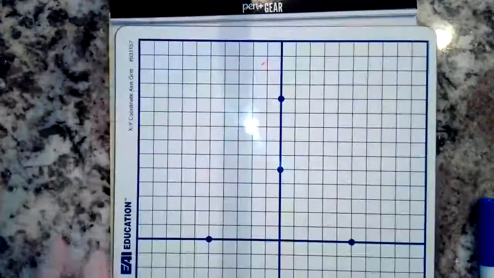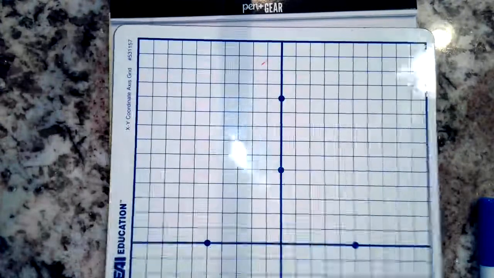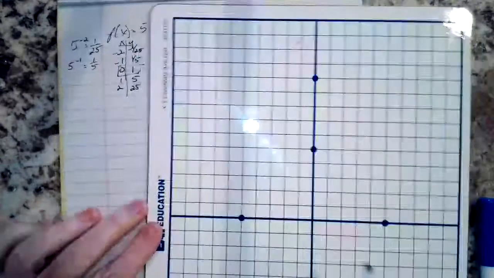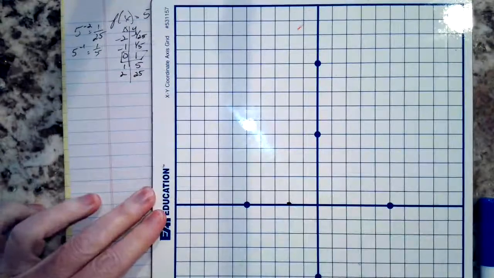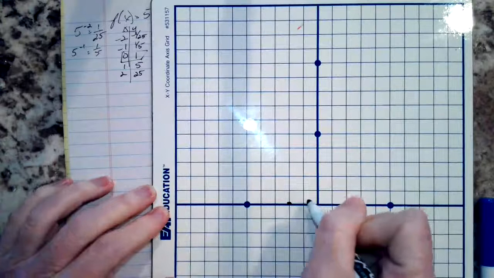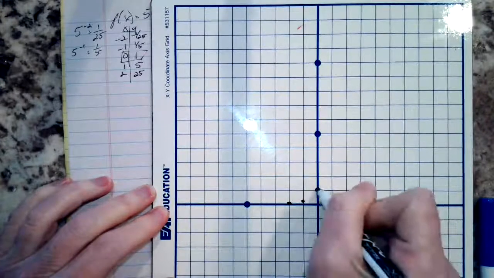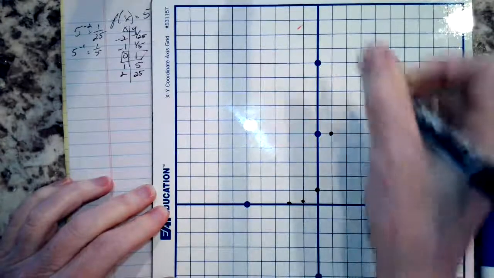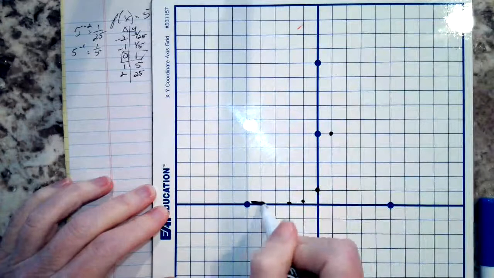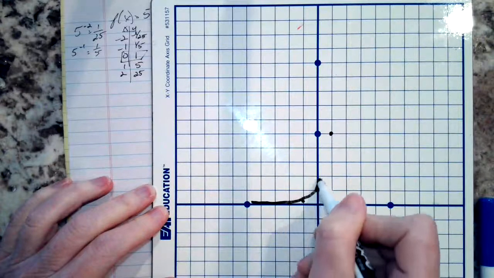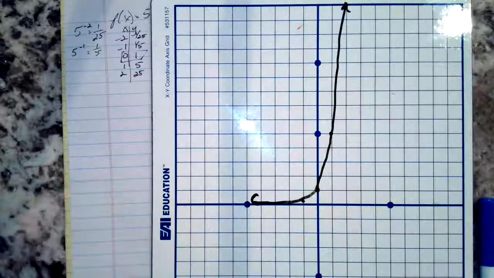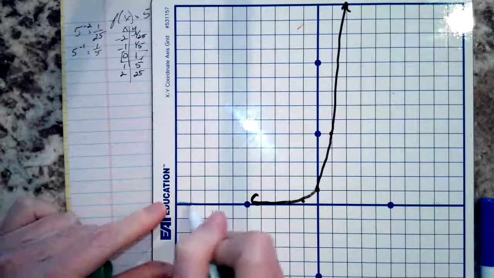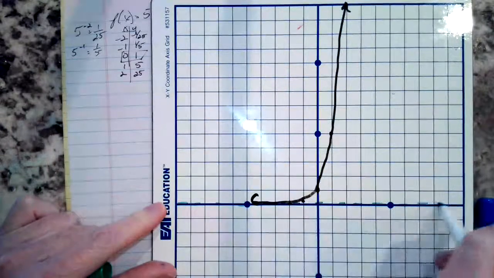Okay, let's do negative 2, 1/25. Oh my gosh, that's really going to have to hug it. Negative 1, 1/5, 0, 1, 1, 5, and then 2 is off the charts there. I don't know if they're going to ask you for the horizontal asymptote, but if they do, it's right there.